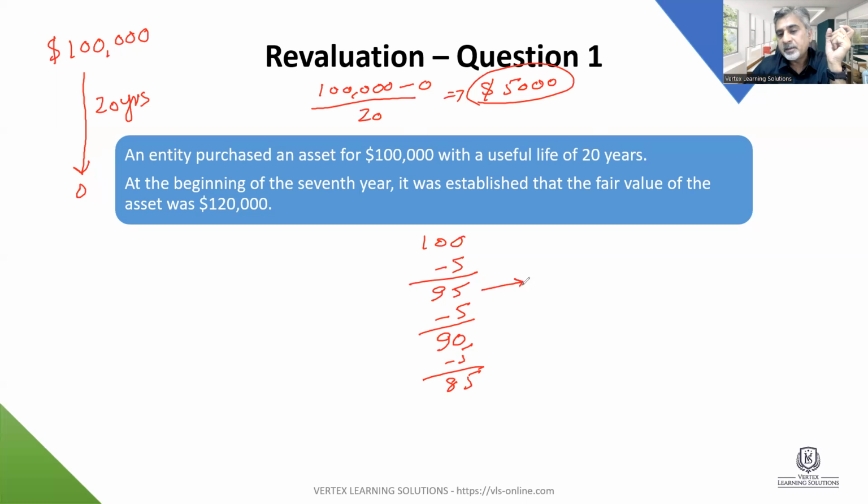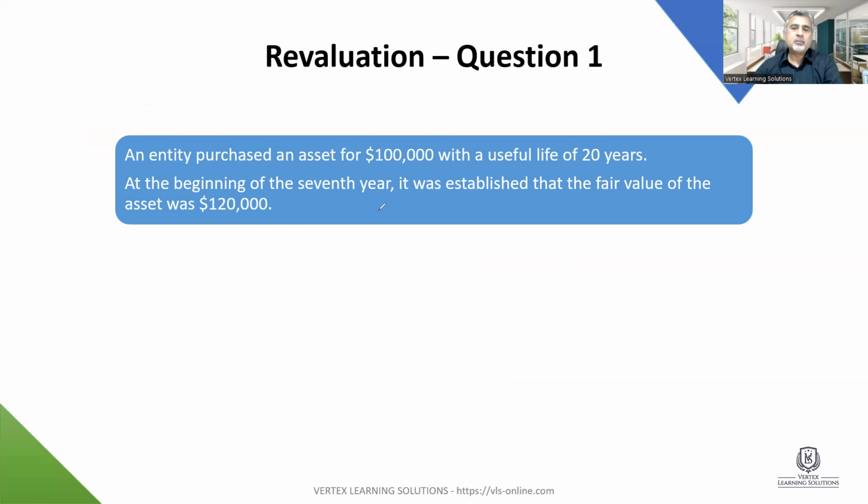At the end of year 1, your net book value in your statement of financial position, your balance sheet, is 95,000. End of year 2, you show your net book value or carrying value in your balance sheet as 90,000. And end of year 3, it is 85,000, and so on. So I purchase the asset for 100,000, and every year I am decreasing it by 5,000.